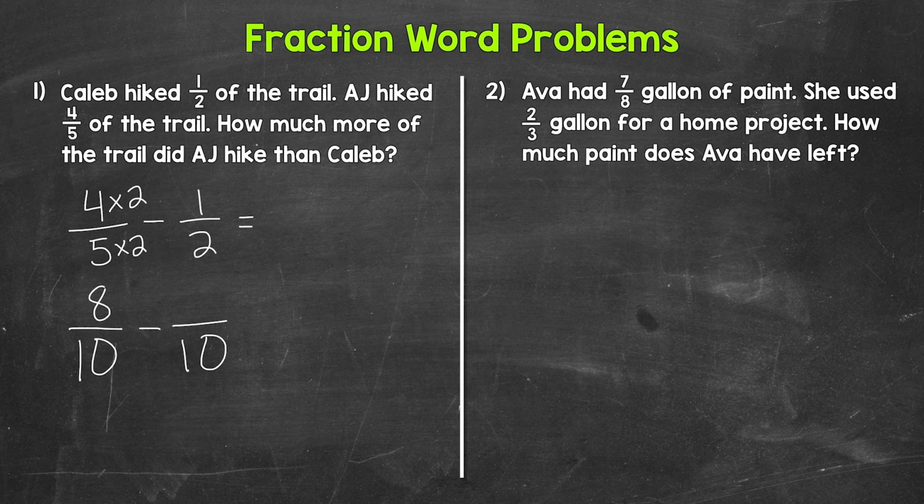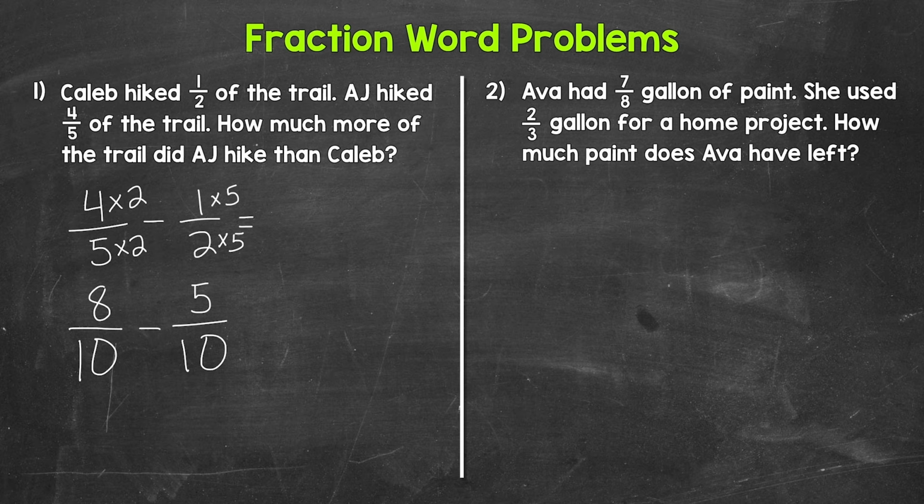We know that 2 times 5 gives us that denominator of 10. Whatever we do to the denominator, we must do to the numerator in order to keep this equivalent. So we need to do 1 times 5. That gives us 5. So our renamed fraction here is 5/10.